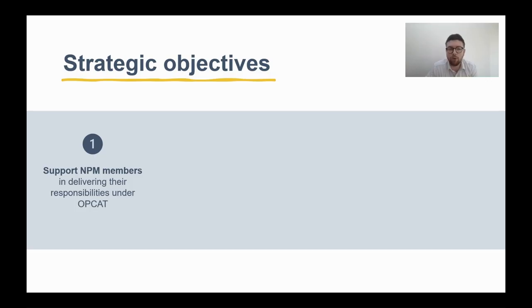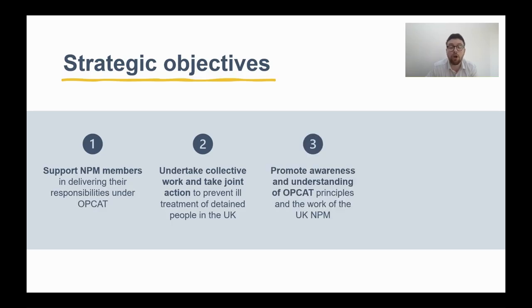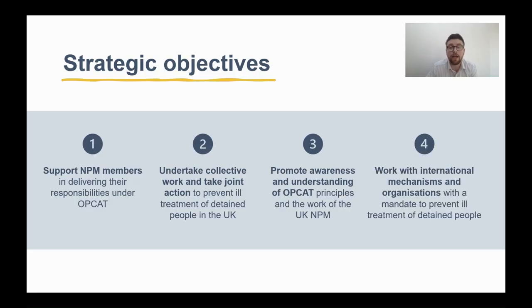We also have some strategic objectives. 1. Support NPM members in delivering their responsibilities under OPCAT. 2. Undertake collective work and take joint action to prevent ill treatment of detained people in the UK. 3. Promote awareness and understanding of OPCAT principles and the work of the UK NPM. And 4. Work with international mechanisms and organisations with a mandate to prevent ill treatment of detained people.